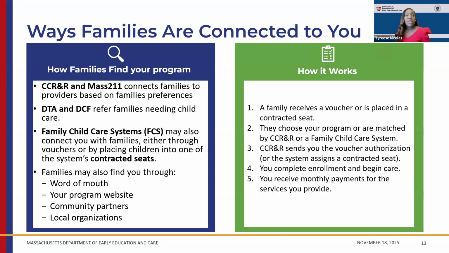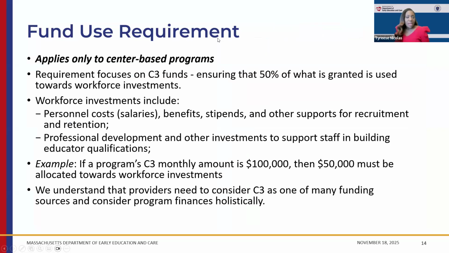The family would go through the regular enrollment process into your program and then complete the process with the CCR&R or the family child care system to enroll the family into your program. The other side of that is that after you've done the enrollment and the child starts attending, after that first month of attendance, you would start to receive your monthly payment for services. And that completes our walkthrough of CCFA.